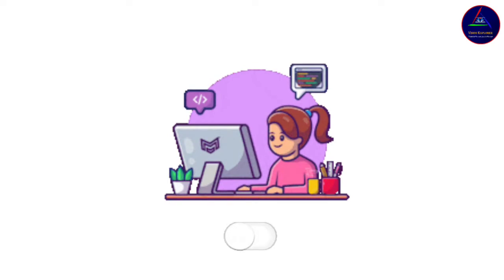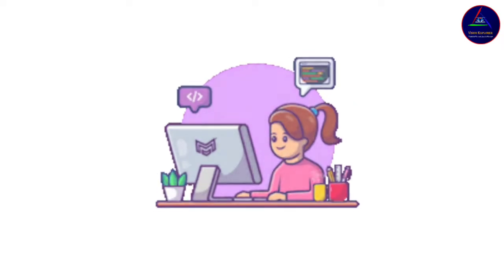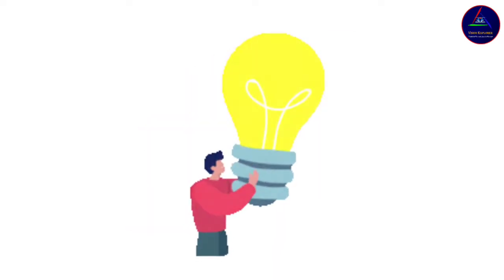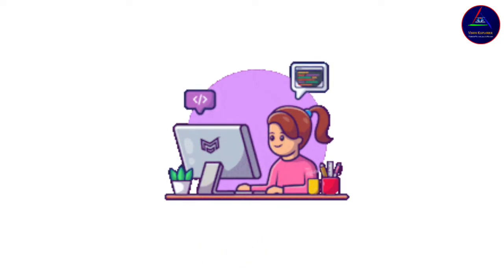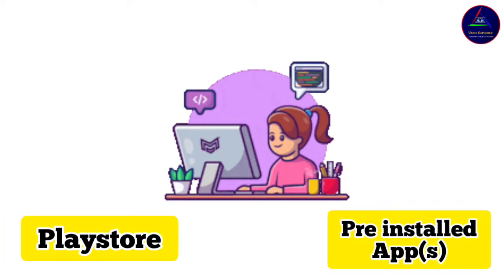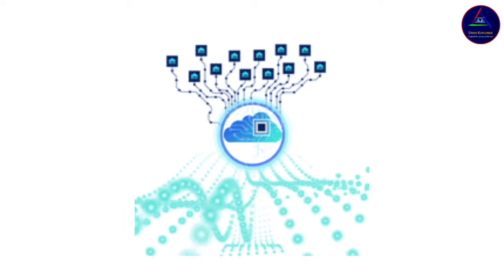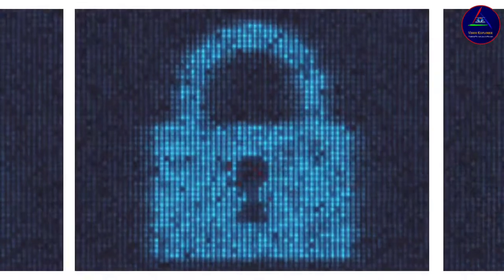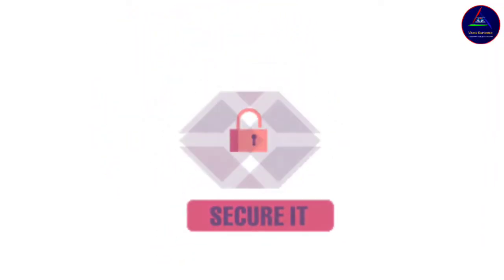Now the question is, what should you do? Should you turn on or should you turn off the unknown source installation? Well, the answer depends on what kind of user you are. If you use only the Google Play Store or another pre-installed app store for installing apps, then you can turn it off. But in case you use other sources too to install apps on your device, then you should be careful while doing so. So here are some ways which will help you in using the unknown source installation feature safely.